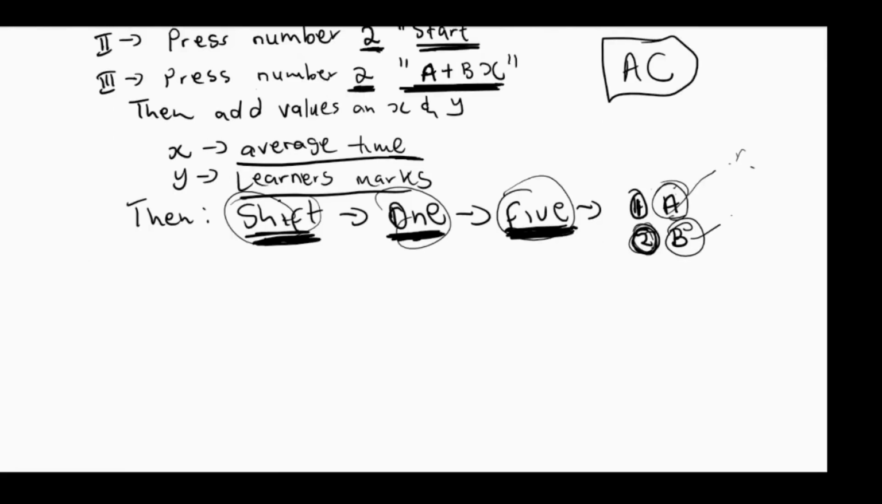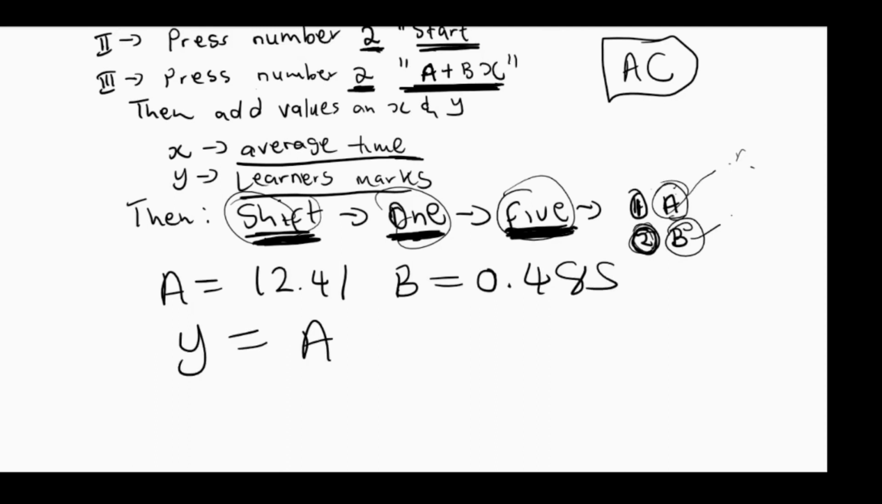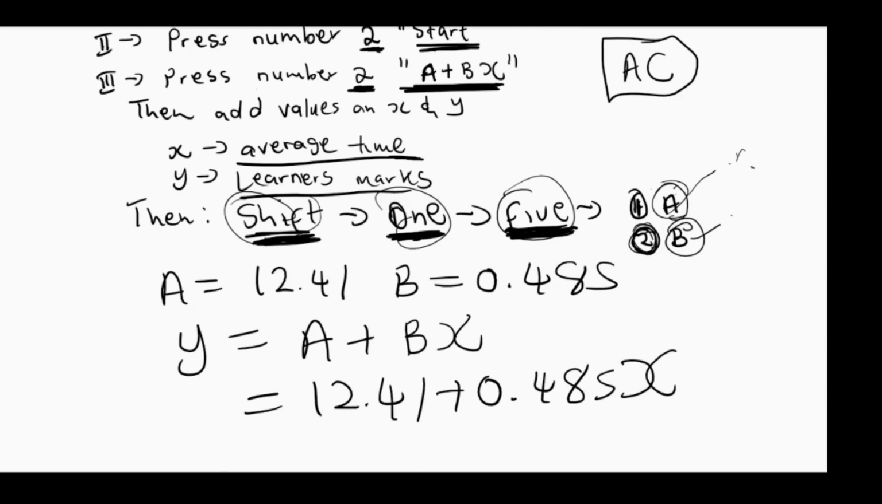So the values that you're supposed to get are: the A value is supposed to be 12.41 and the B value is supposed to be 0.485, and then you have to write your equation, right? So the equation is A plus BX, so it's going to be 12.41 plus 0.485x. So this is your equation that is required in this question here.